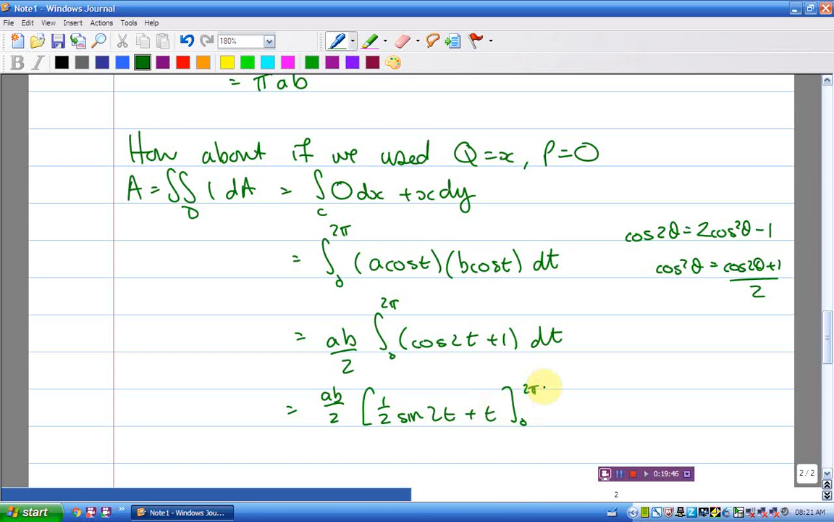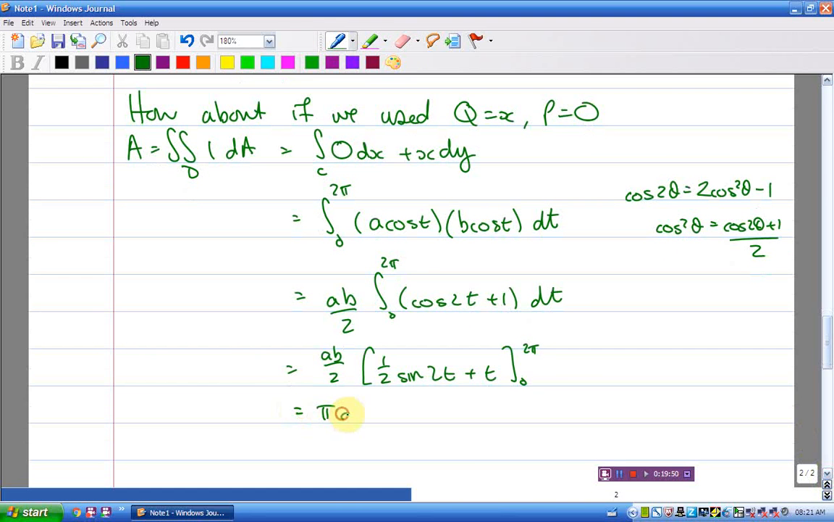That'll give me 4 terms, of which 3 will be 0 and 1 will be 2 pi. And so once again, I'll get pi ab. Sine of 4 pi is 0, and sine of 0 is 0, and when I plug the 0 into t, I've got 0. So of those 4 terms I get, 3 are 0, only 1 is non-zero.